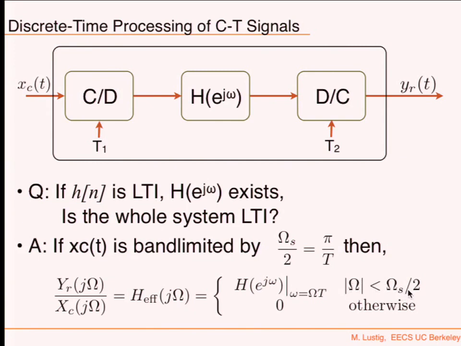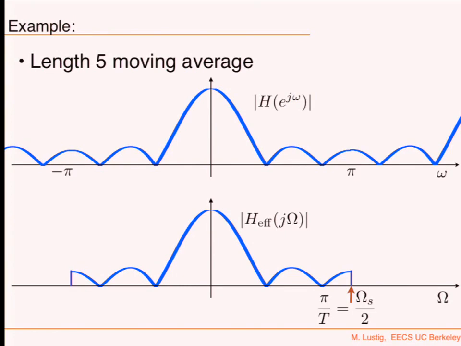So within the bandwidth of the sampling. Okay? So if it is band limited and we don't have aliasing, yes, then it is LTI. So in that case, if we have, for example, a length 5 moving average, we have a magnitude response which looks like this.